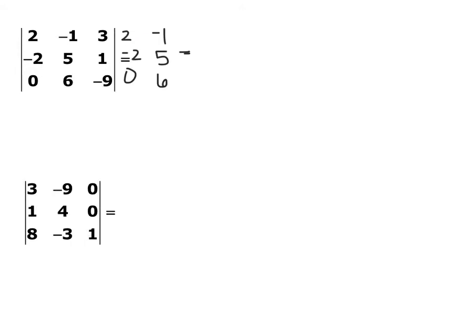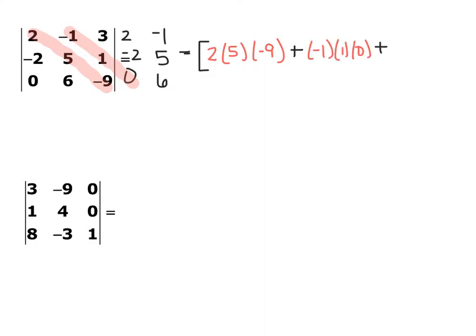So you take these first two columns and you rewrite them over, okay, and then you're going to multiply down and then subtract multiplying up, just like we did for the 2 by 2 matrix, but now there's more down diagonals and more up diagonals. So you add them together. So you're going to multiply this first down diagonal starting in the upper left corner, so 2 times 5 times negative 9. Then you're going to add the next down diagonal. You have negative 1 times 0, and then you're going to add the last down diagonal. So you have negative 3 times negative 2 times 6.